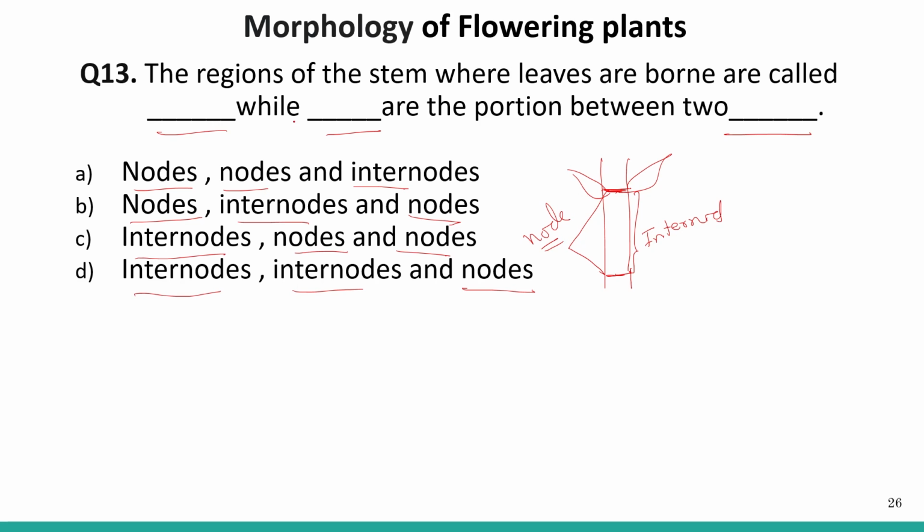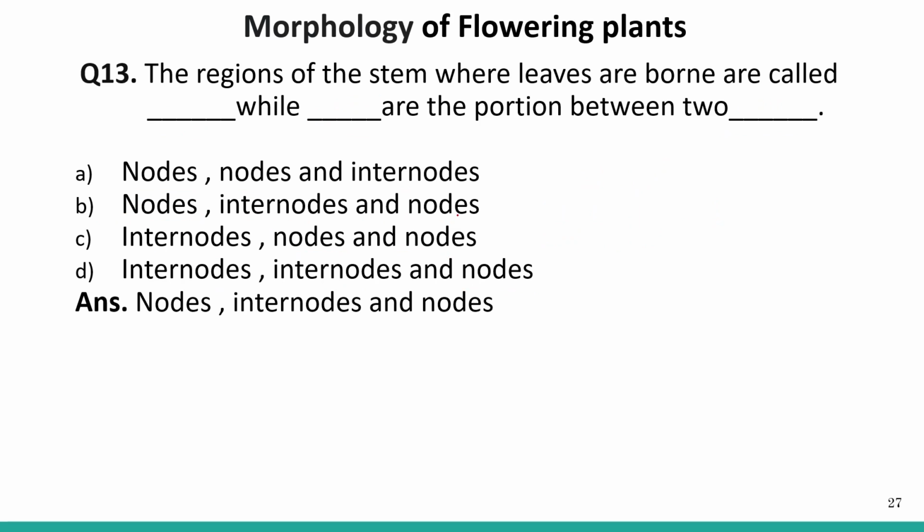Okay. So the region of the stem where leaves are borne is called node, while internodes are the portion between two nodes. Okay. So the correct answer is B, nodes, internodes, and nodes.